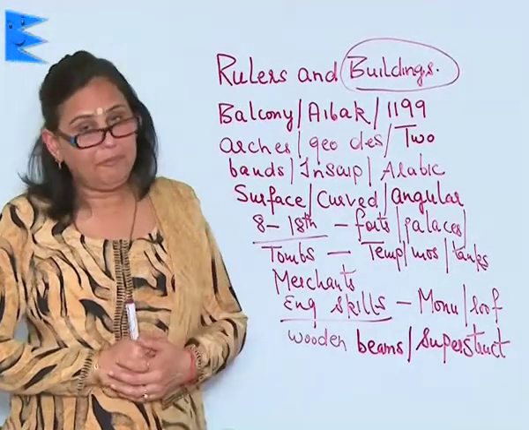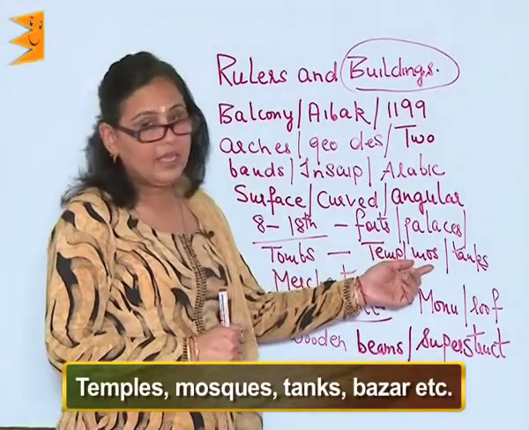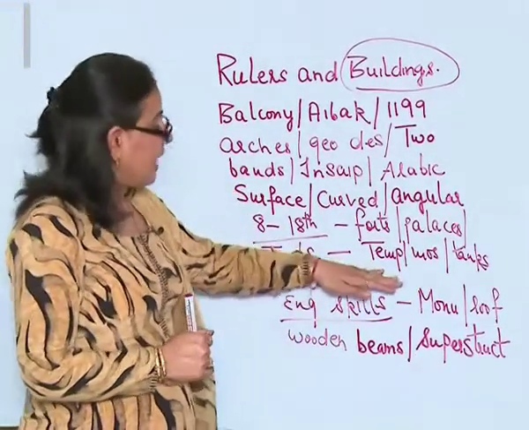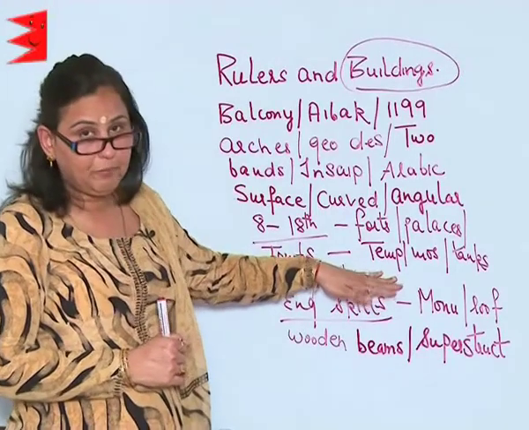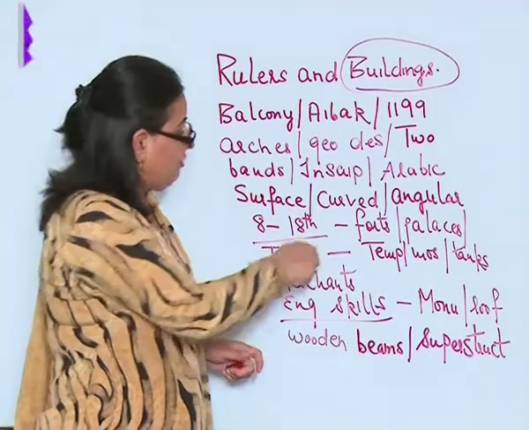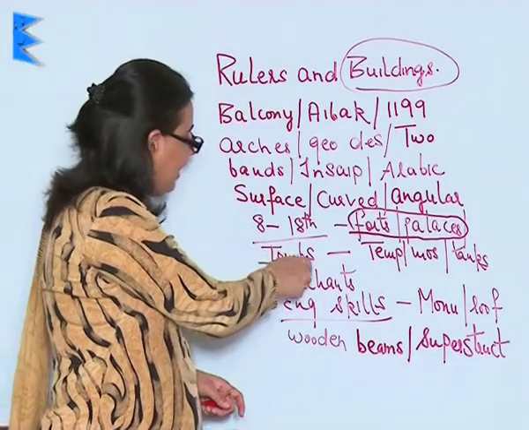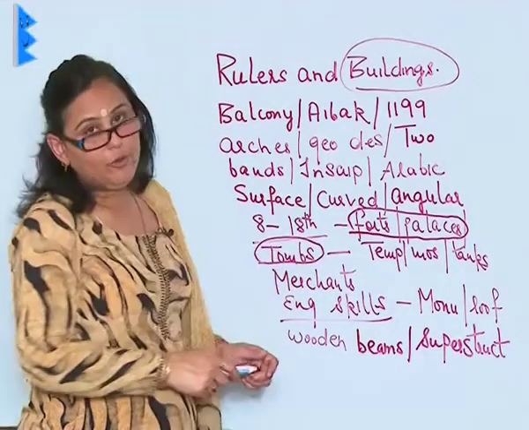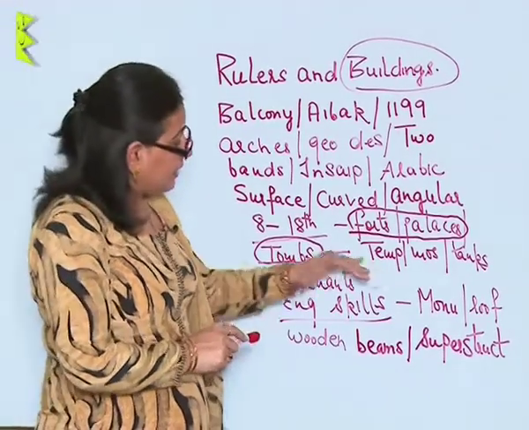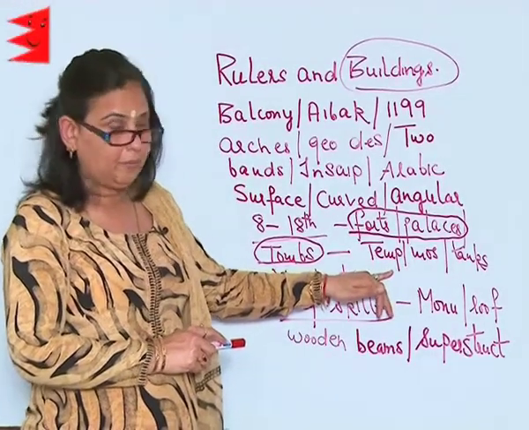The second kind of building that they constructed were the temples, the mosques, the tanks, the bazaars and so on. Now this kind of building which they constructed was meant for public utility. So the first kind of building was meant for the exclusive use of the nobility and also of the high officials or the nobles and the king himself. But the second kind of building was meant for everybody.